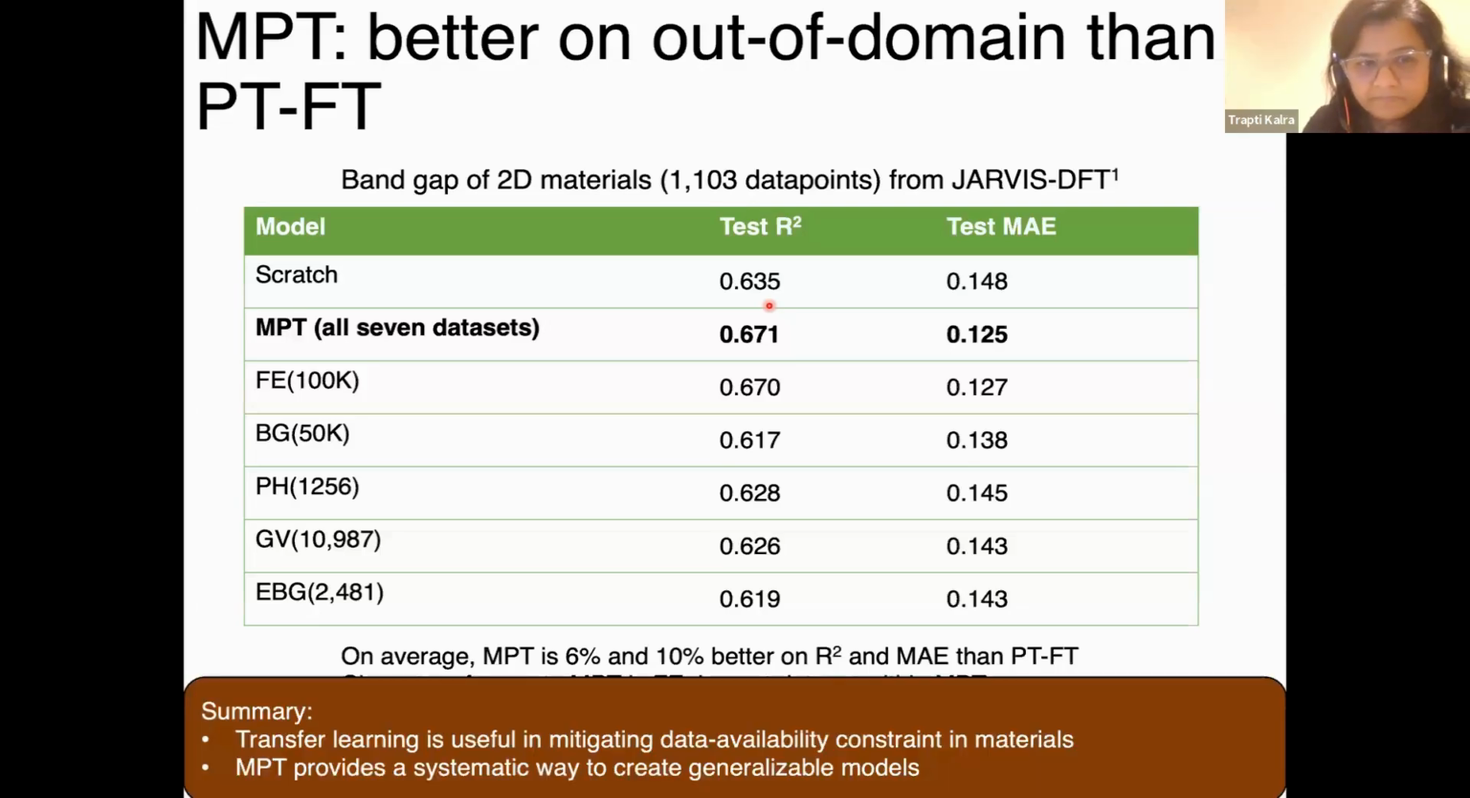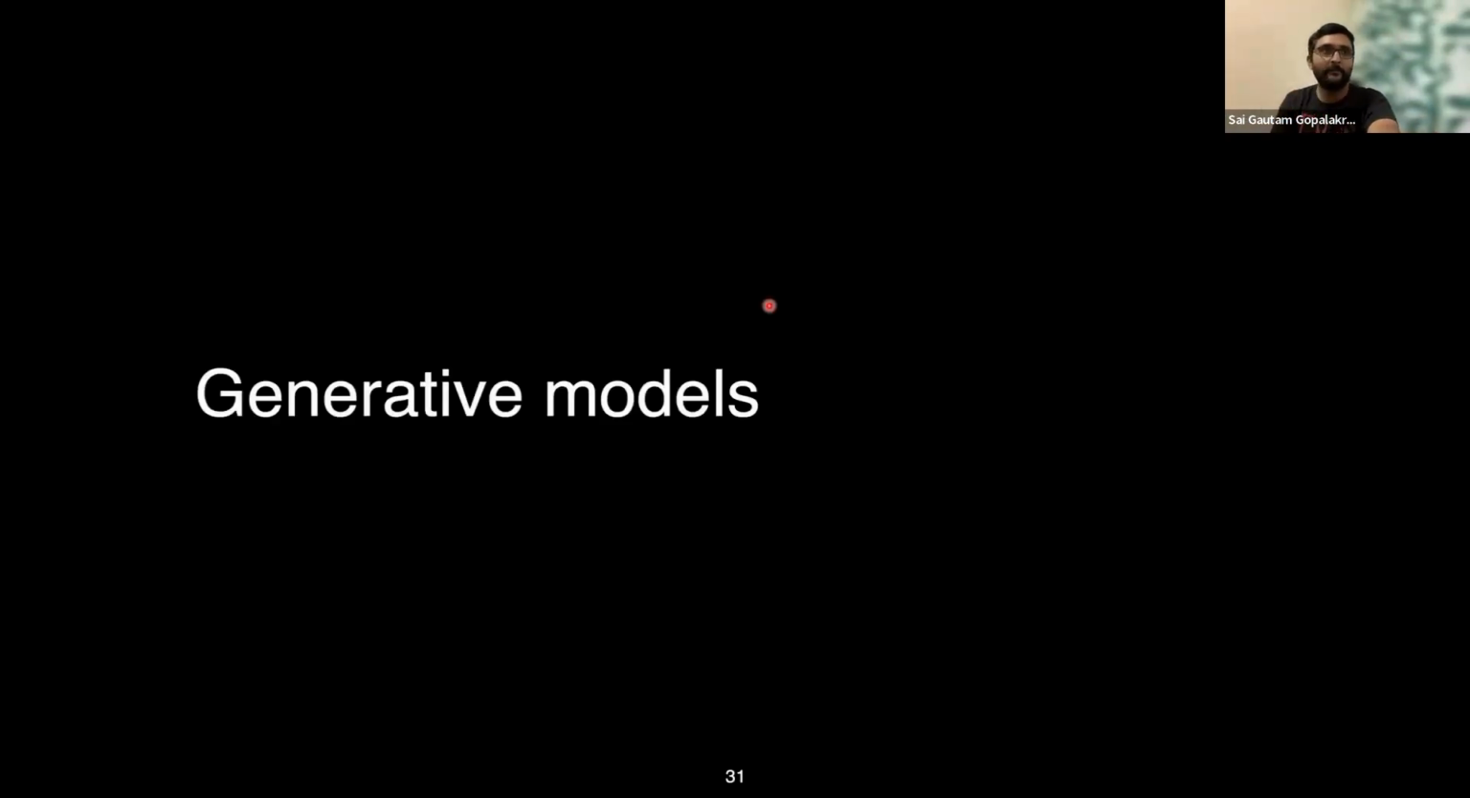So just to briefly summarize, transfer learning is quite useful in mitigating some of the data availability constraints in materials, and graph networks are the backbones powering transfer learning here. And we found that multi-property pre-training is one way to systematically create more generalizable models, right? So for now, we have seen that graph networks are able to give you foundational models for interatomic potentials and are also able to give you generalizable models for property predictions. The final thing that I wanted to touch upon in my talk is generative models.